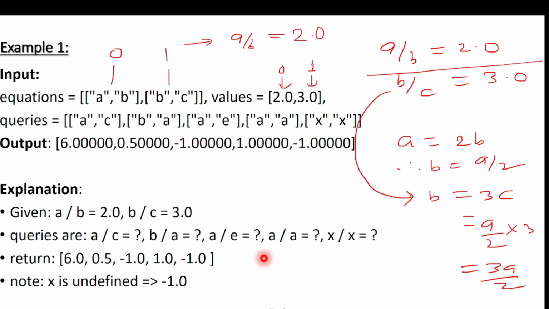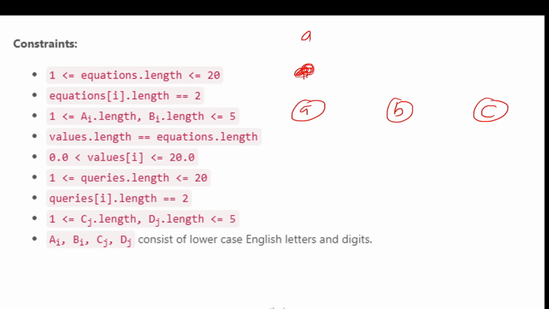And similarly x by x we have not given, so it is undefined, we'll say. So undefined is nothing but -1.0. a and b was given, right? And another was given, this is the set, right? Another was given b and c, right? Like this. So this is nothing but 2.0, it was coming in the value section, right? So this was in the equations and this was in the values. So 2.0 was there, and there was 3.0, right? So at index 0 and this.